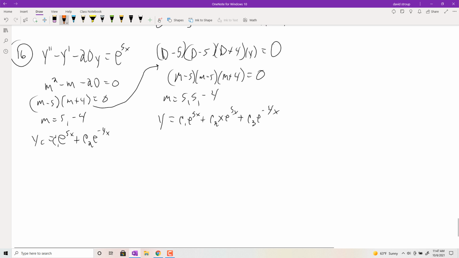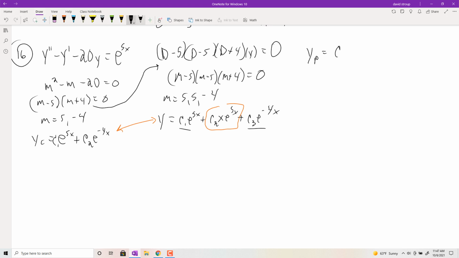So the particular part is just this part, comparing it then with the complementary part, because this part and this part are in the complementary solution, so we throw those out. So our particular solution will have the form c, well, let's replace c with an a. We can erase it, that would be great. There we go. So I have ax e to the 5x, and then I need up to the second derivative.